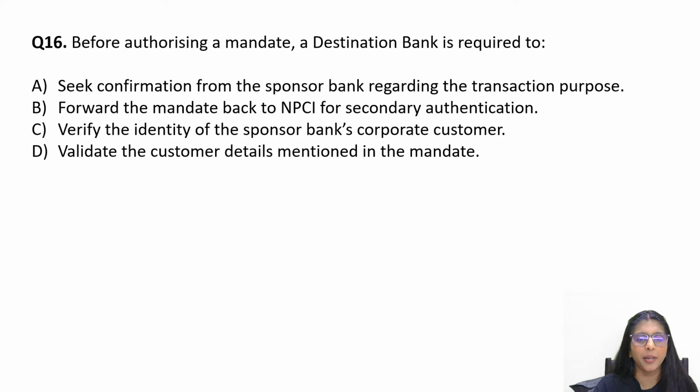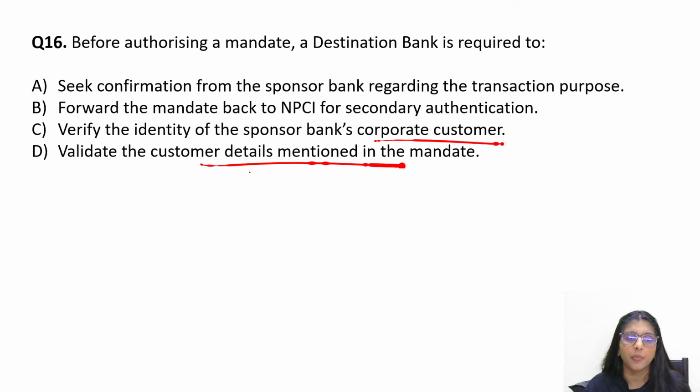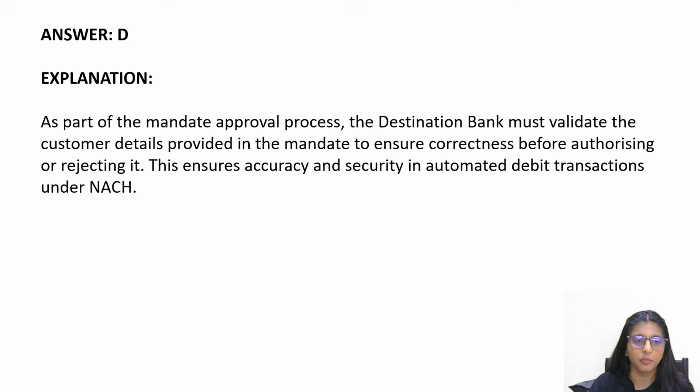Before authorizing a mandate, the destination bank is required to seek confirmation from the sponsor bank regarding the transactional purpose, forward the mandate to NPCI for secondary authentication, verify the identity of the sponsor bank and corporate customer, or validate the customer details mentioned in the mandate. What is done by the destination bank? It will validate the customer details mentioned in the mandate. Option D is the right answer.